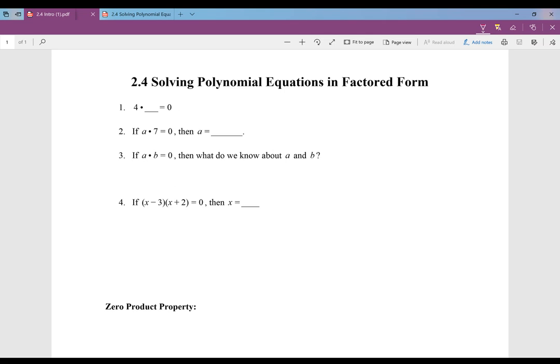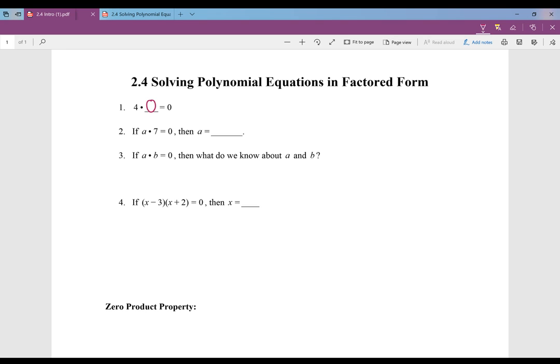All right, so in 2.4, we're going to talk about solving polynomial equations in factored form. So let's go through this introduction first. For number 1, we have 4 times blank equals 0. Well, what times 4 would equal 0? That would just be 0, right? Anything times 0 is 0.